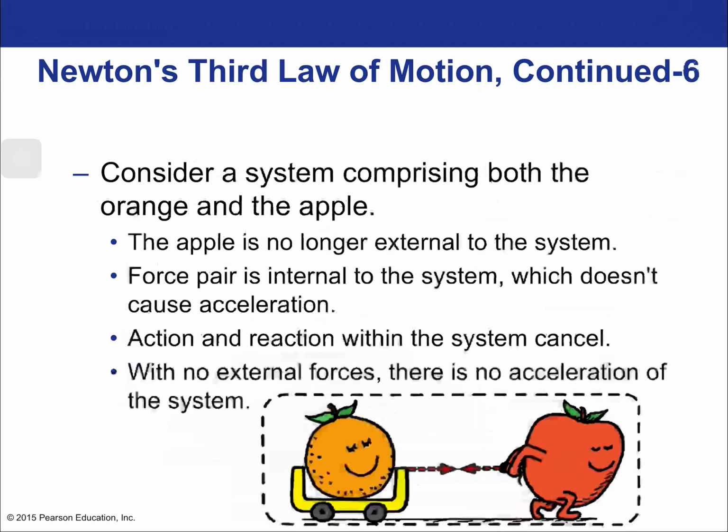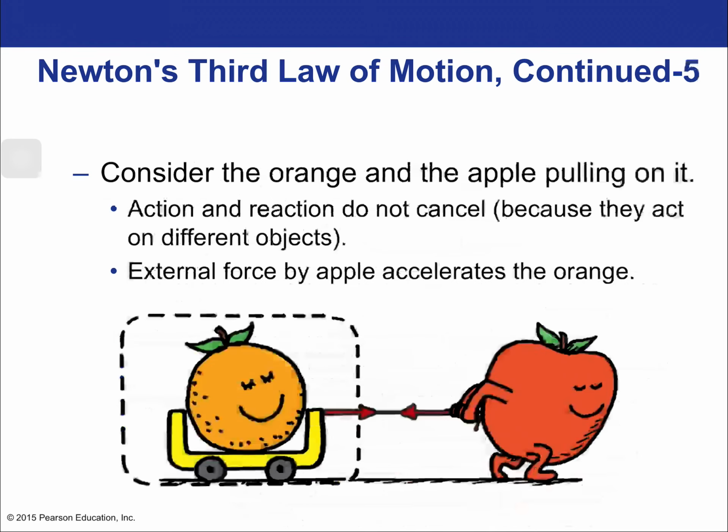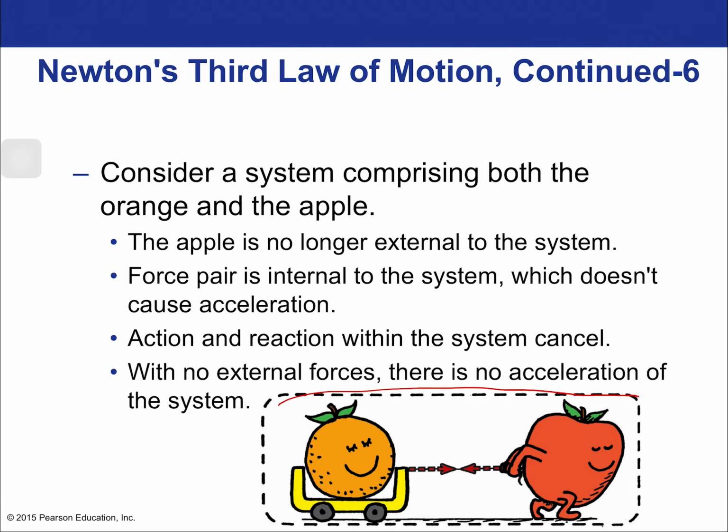Now, let's consider the system to include the apple and the orange. Okay? So now we're not asking if the orange, because to go back, here we're saying that the orange is accelerating relative to the outside world. That's absolutely true. But now, we're asking if the orange-apple system is accelerating relative to itself, right? Because now we have two forces. The apple is no longer external to the system. The force pair is internal to the system, which doesn't cause acceleration. Because now we're saying, does the orange accelerate relative to the apple? No. No, it does not.